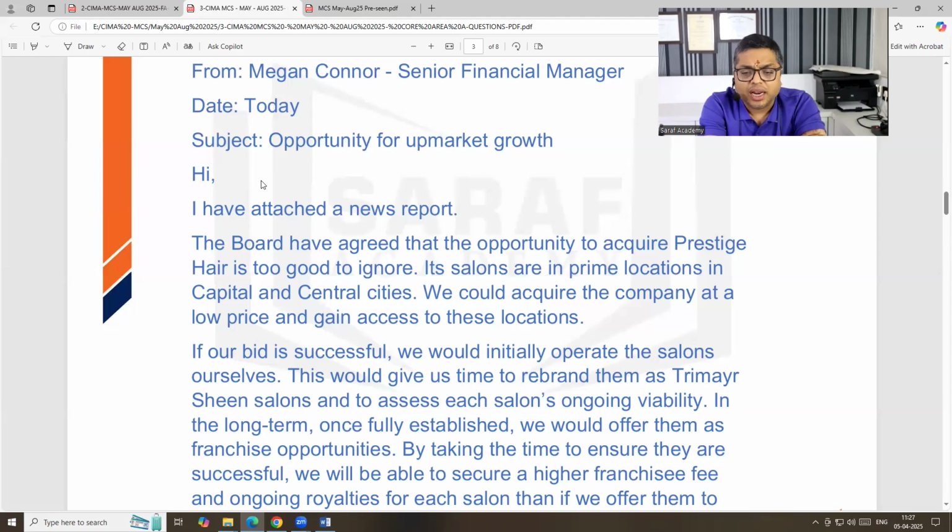Its salons are in prime locations in capital and central cities. So Prestige Hair is not having one single salon, how many I don't know. The Prestige Hair, which we are going to take over, has salons in very, very good locations, capital and central cities. In Kolkata, central Kolkata, South Kolkata, whatever. They have the prime locations.